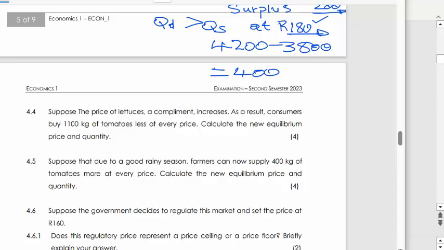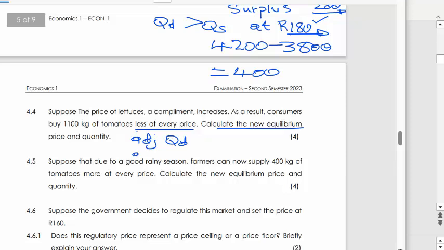So they say, suppose the price of lettuce, a complement, increases, as a result of which consumers buy 1,100 kgs of tomatoes less at every price. Calculate the new equilibrium price. To calculate this new equilibrium price, we must first adjust, right? So what do we adjust? Adjust quantity demanded, right? So we need to start off by adjusting that.